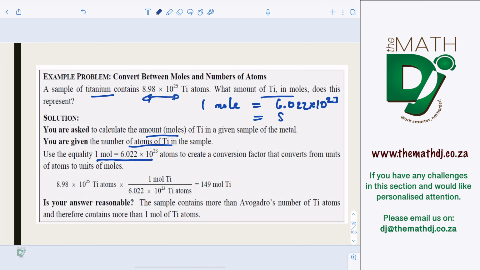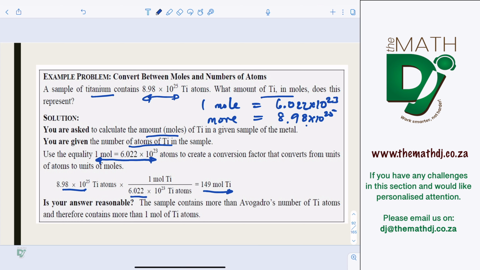So 8.98 times 10 to the power 25, it will give us more moles. So it means we put this one on top, this one divided by this one to get the number of moles. If you convert properly, you're supposed to get 149 moles. So basically, some questions will come. Either they will ask you to find the moles, like for example this one, because they've given you the particles. Sometimes they give you the moles and say, can you find the number of particles? So you just have to use this formula.